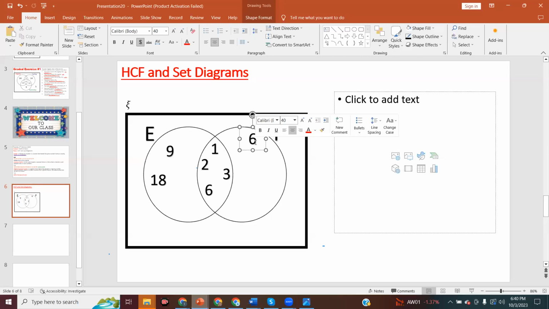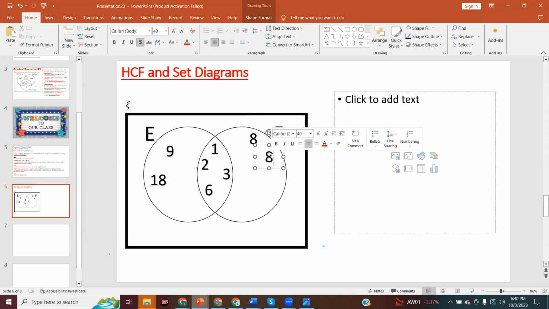So the next number that we have here is 8. And we have 12. Then we have 24. And then we have 4.